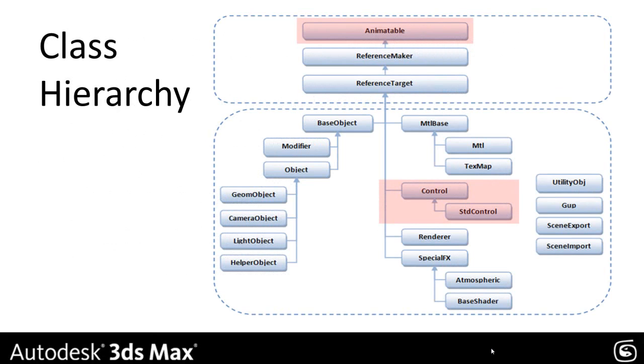So if we take a look at the class hierarchy to see where this resides, you'll see animatable again at the top, and everything under animatable can be animated, but the controls right here highlighted, these are the things that direct the animation. Okay, it uses time and the fact that the base class is an animatable in order to control the ultimate animation.